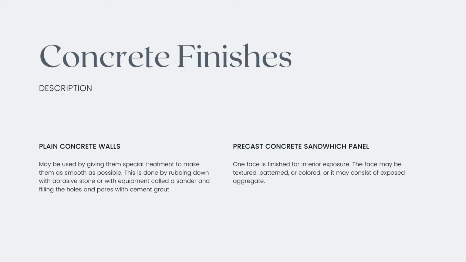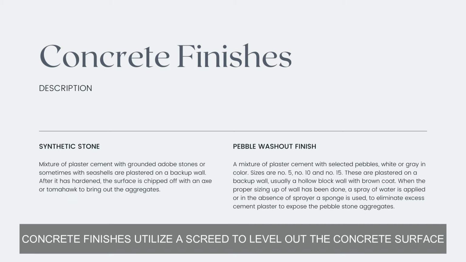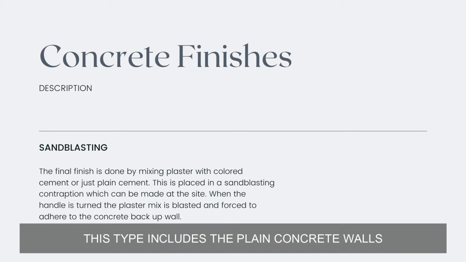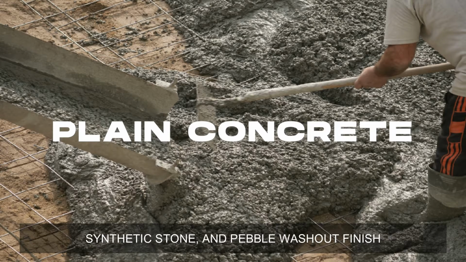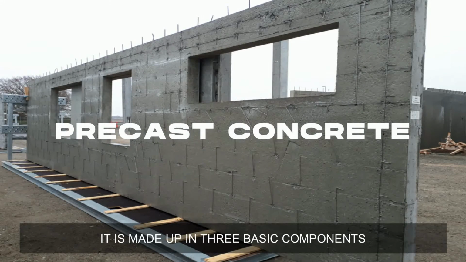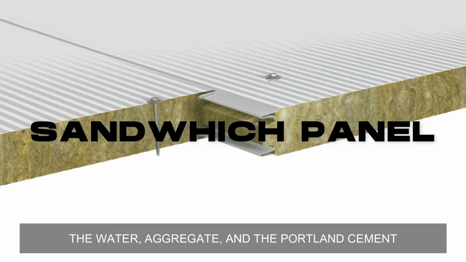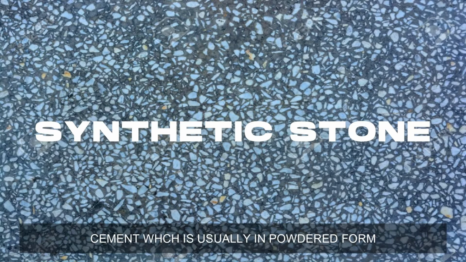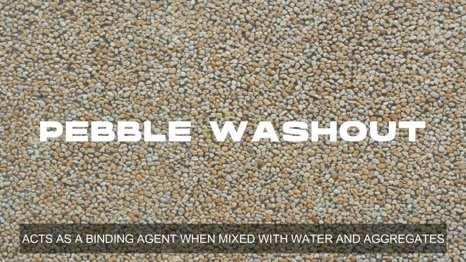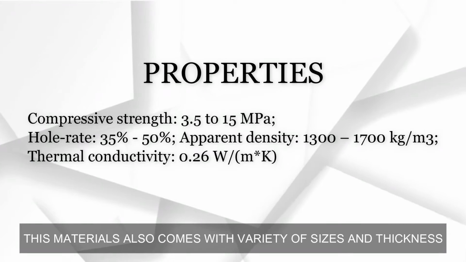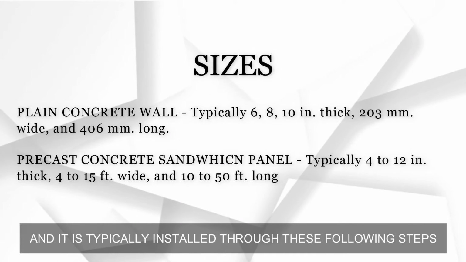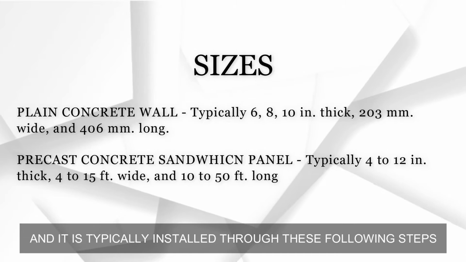Next is the concrete finishes. Concrete finishes utilize a screed to level out the concrete surface. This type includes the plain concrete walls, precast concrete sandwich panel, synthetic stone, and pebble washout finish. It is made up of three basic components: the water, aggregate, and the Portland cement. Cement, which is usually in powder form, acts as a binding agent when mixed with water and aggregates. This material also comes with variety of sizes and thickness, and it is typically installed through these following steps.